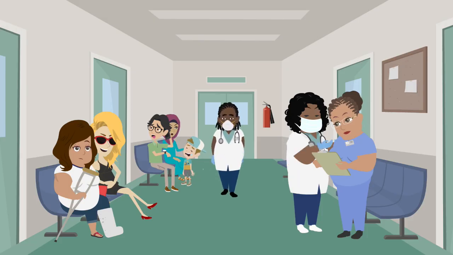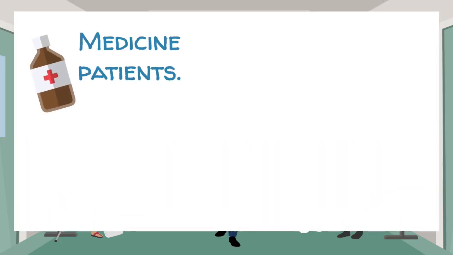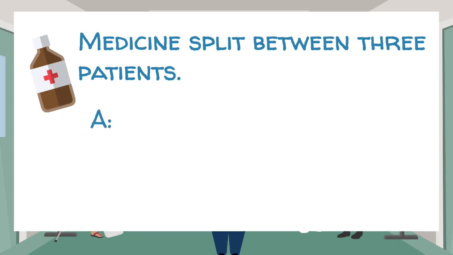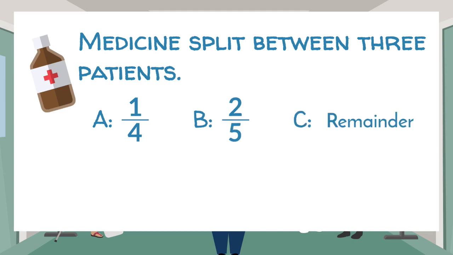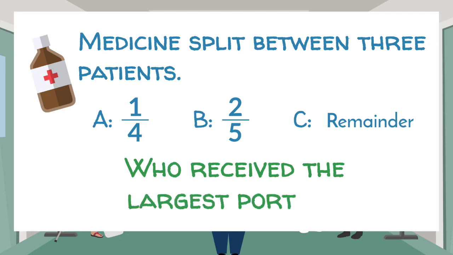Kaji needs to split a medication between 3 patients. Patient A receives 1/4 of the medication, patient B receives 2/5, and patient C receives the remainder. Who received the largest portion?